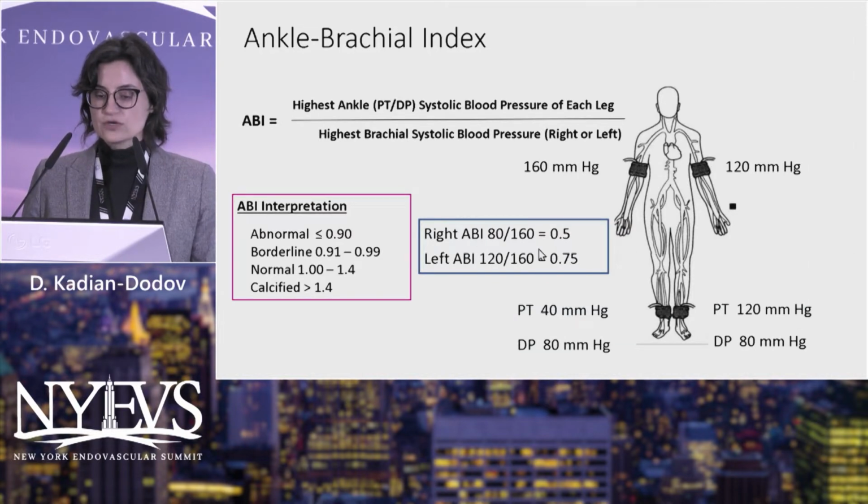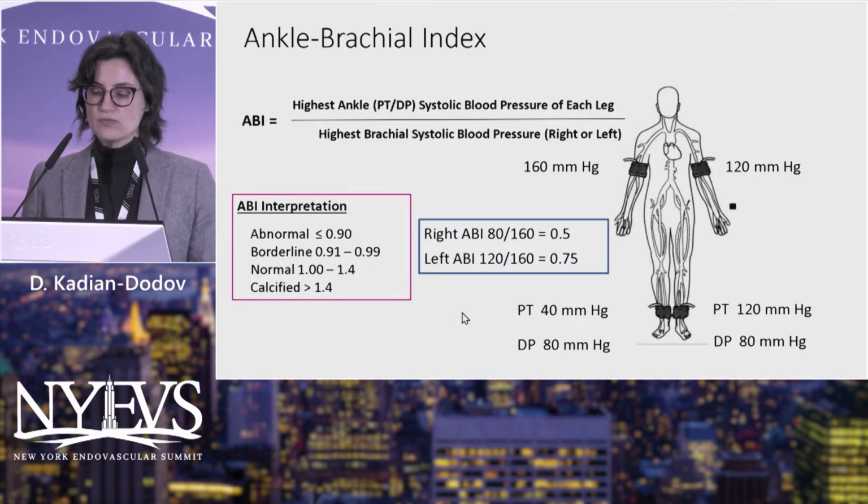The threshold for abnormal is an ABI of 0.9. Normal is really between 0.9 to 1.4. We do call borderline from 0.91 to 0.99. And then calcified if our ABI is greater than 1.4.